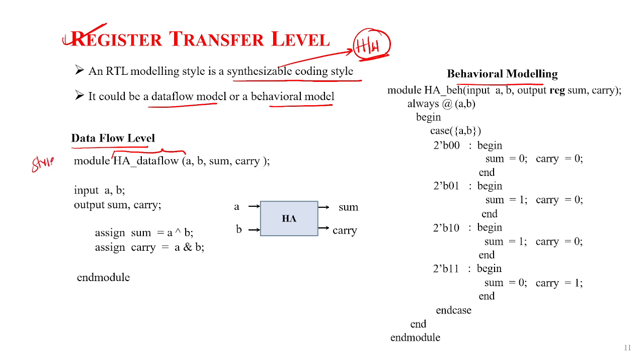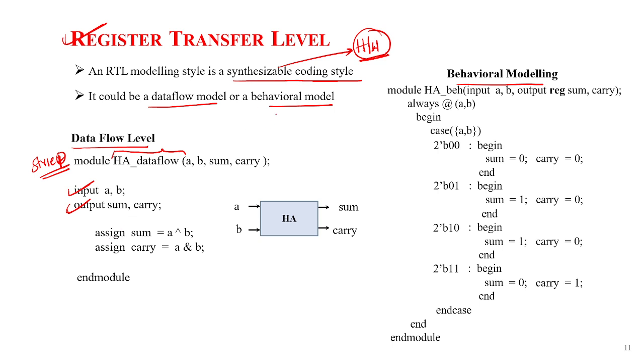Okay, this is style 2, this is style 1. Which style you follow is your wish. Basically you go for style 1 or style 2 only. It is better to declare your inputs and outputs within the bracket only. So input a comma b, output sum comma carry, and assign.